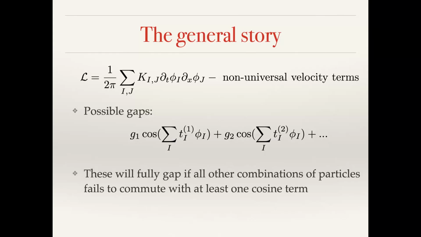And so now I can write down all these cosine terms, and I can ask, can I fully gap out the edge, right? The answer is, I can fully gap out the edge if I can write down enough cosine terms that all of the other linear combinations of these phi's with integer coefficients fail to commute with at least one of the things in the cosine terms.